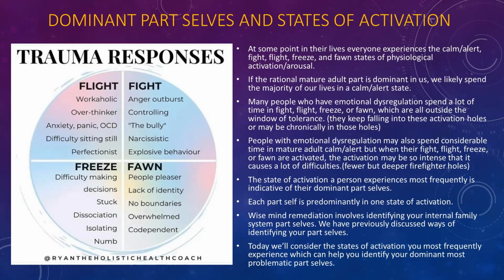People with emotional dysregulation may also spend considerable time in mature adult, calm, alert, but when their fight, flight, freeze, or fawn are activated, the activation may be so intense that it causes a lot of difficulties. The state of activation a person experiences most frequently is indicative of their dominant part selves. Each part self is predominantly in one state of activation.